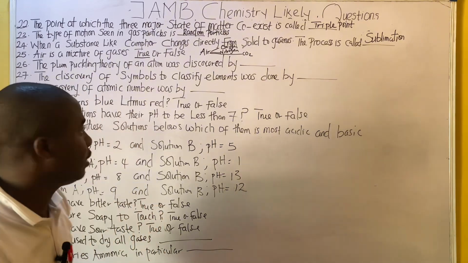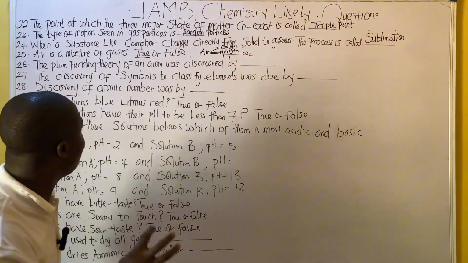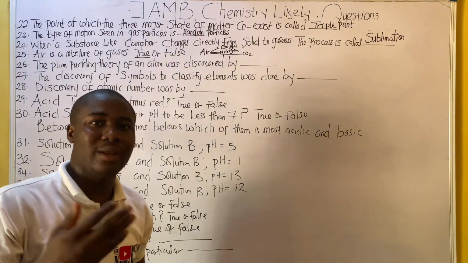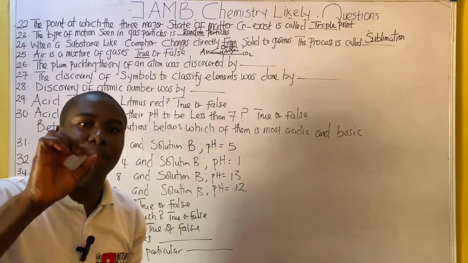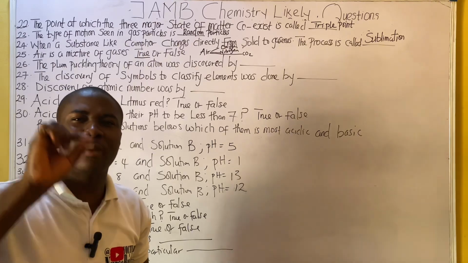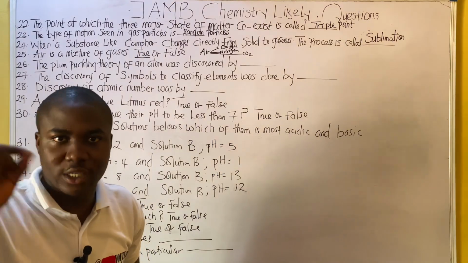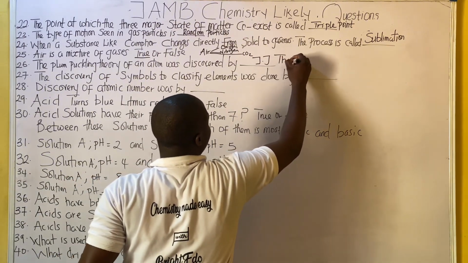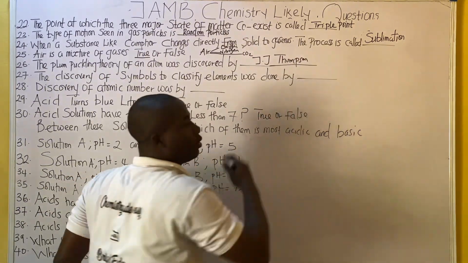So let's get into the next question, which says, the plum pudding theory of an atom is a theory which, in a subsequent video, I'm going to explain what it is. But you must know that this theory was brought about by a man called J.J. Thomson. So J.J. Thomson brought about this theory, which is called the plum pudding model of an atom.